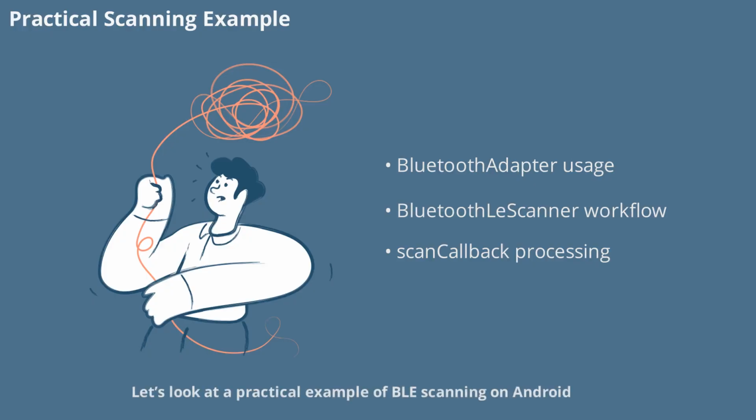Let's look at a practical example of BLE scanning on Android. You obtain the Bluetooth adapter, get the Bluetooth scanner, and start the scan with filters and scan settings. The scan callback receives results, allowing you to process found devices. This workflow forms the foundation of BLE device discovery in Android apps.